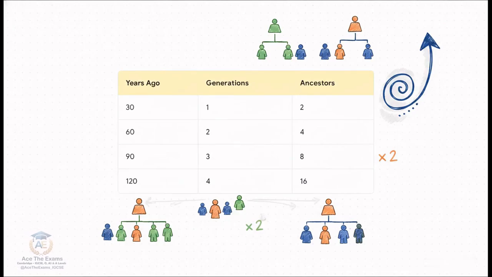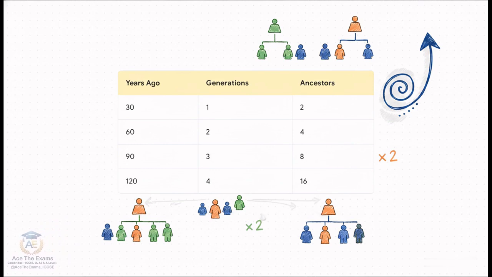Let's break down the data to find the trend, just like we would in a paper. 30 years ago, you had 2 parents. 60 years ago, 4 grandparents, which we write as 2 squared. 90 years ago, 8 great-grandparents, or 2 to the power of 3. And 120 years ago, 16 ancestors, which is 2 to the power of 4. The pattern is crystal clear. For every 30-year period, your number of direct ancestors perfectly doubles. You are looking at a classic geometric sequence.